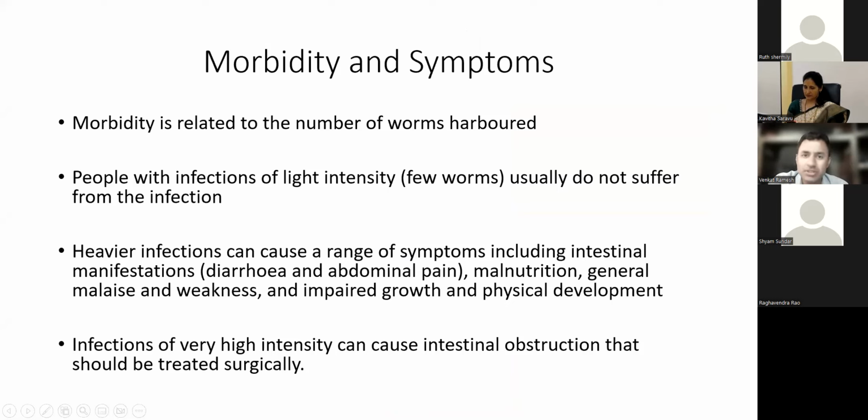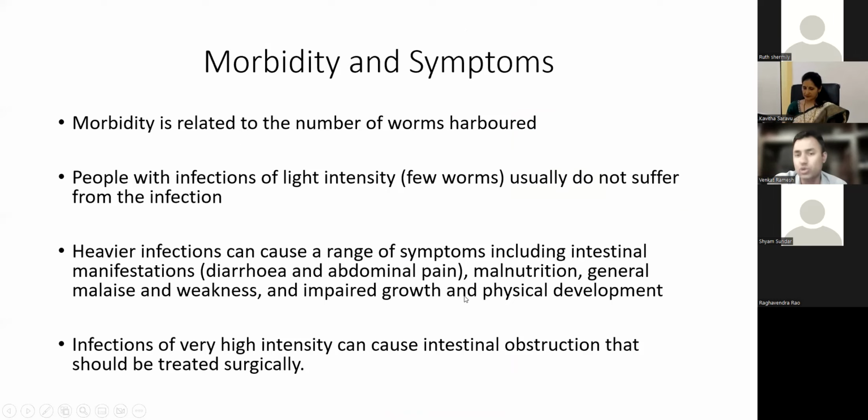So just remember that in the soil transmitted helminths, the morbidity is predominantly related to the worms harbored. That is, if you have heavy worm burden, that will result in multiple symptoms: intestinal manifestations, malnutrition, general malaise, weakness, impaired growth, and physical development. And predominantly in case of Ascaris, very high intensity can cause intestinal obstruction.